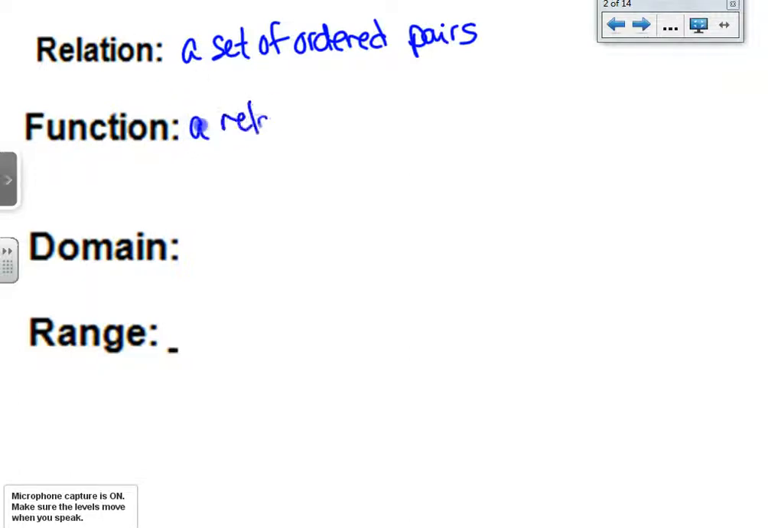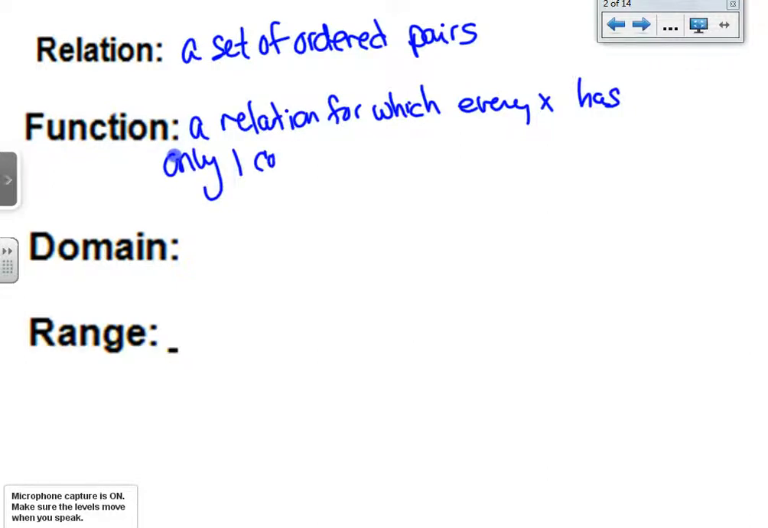It is a relation for which every x has only one corresponding y value. So every x can only be paired up with one y. If it's paired up with more than one y, it is not a function.